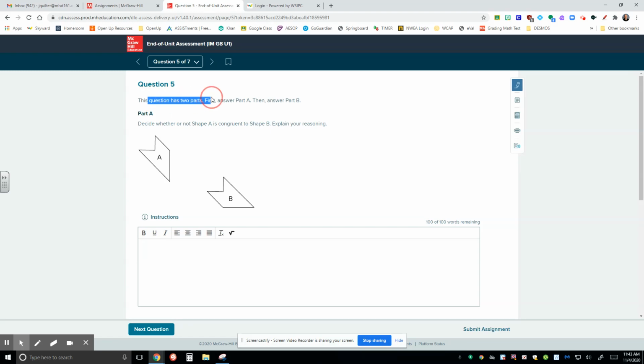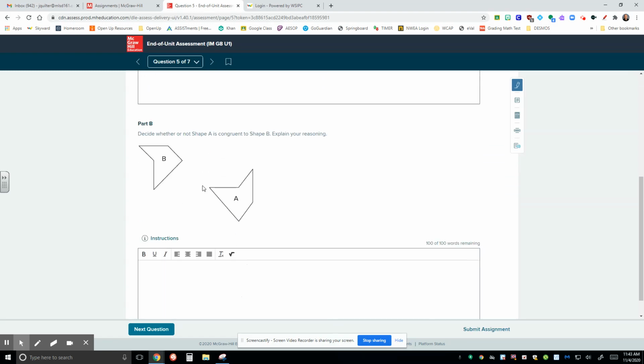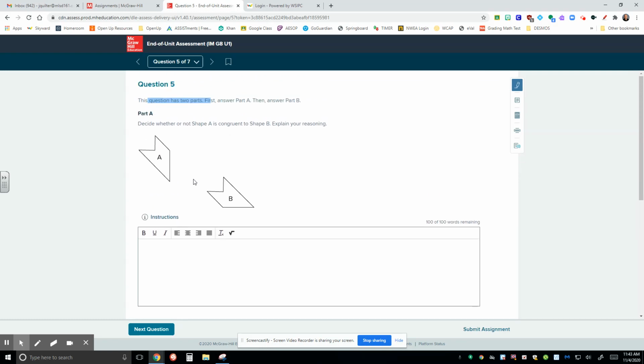This question has 2 parts. And the interesting part is a lot of people answered part A, but they didn't answer part B. So with this one right here, draw me a picture, draw some images, use some tracing paper, trace A, and figure out how to work with this one. For A, there's definitely a translation. There is definitely a reflection. Anything else is not needed.